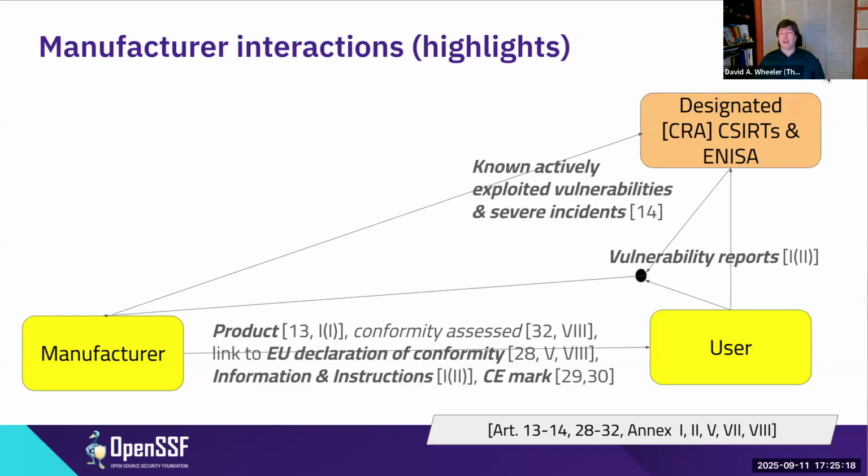One of the things that the CRA adds is vulnerability reporting and severe incident reporting. If a manufacturer has a known actively exploited vulnerability or severe incident, they've got to report it, and users can report to the manufacturer or to designated organizations within governments.